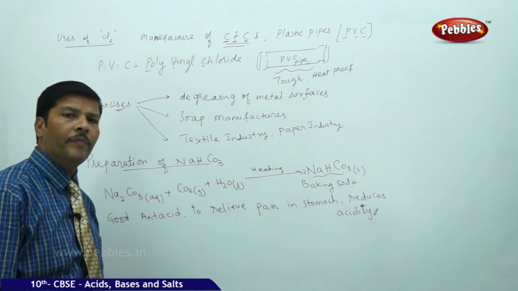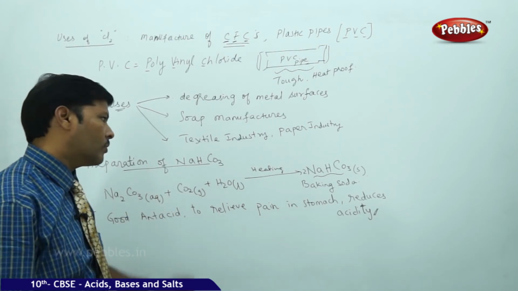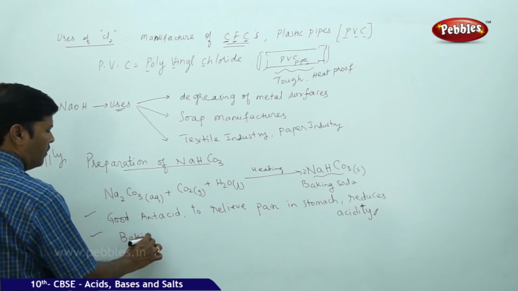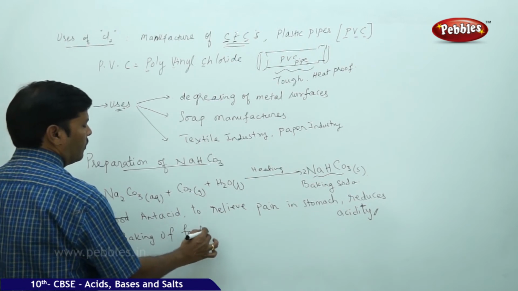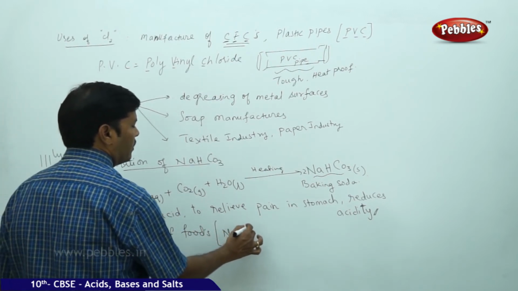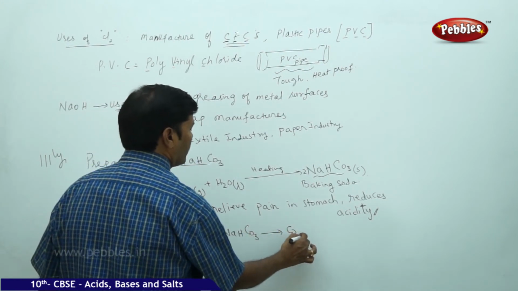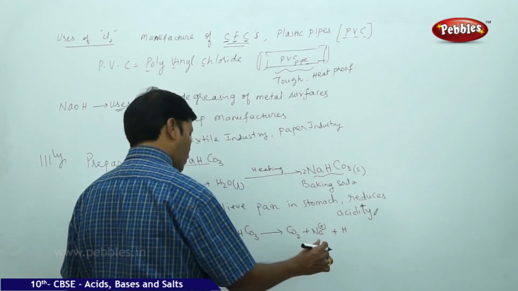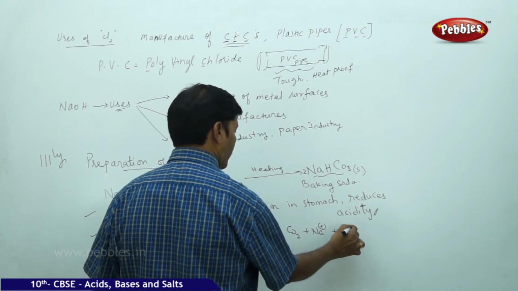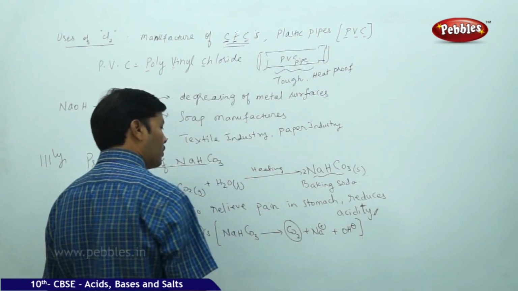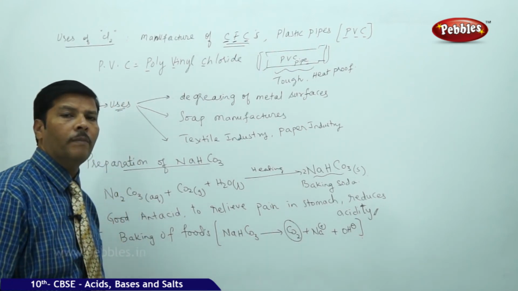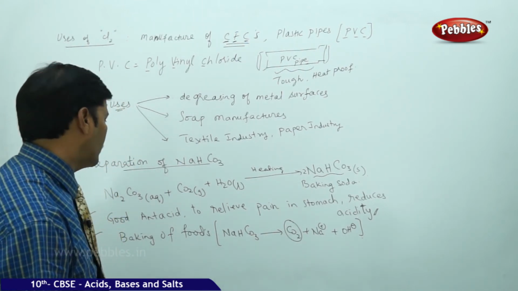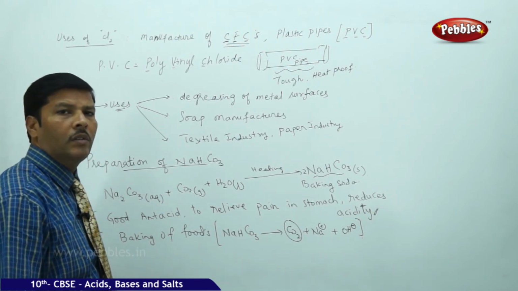Gastrointestinal acidity can be temporarily relieved by taking this sodium bicarbonate as an antacid, and it is also used in the baking of foods because of the property, the sodium bicarbonate, it is unstable. So it gives carbon dioxide, it gives one Na plus ion, and also it gives one OH minus ion. So this carbon dioxide is going to play a very important role in the swelled or expanded foods in the form of baked foods, or that is the fast foods. Generally we try to consume in the metro areas.